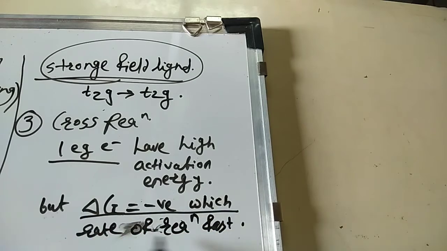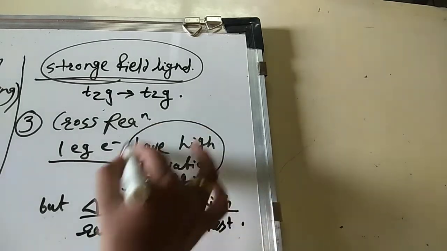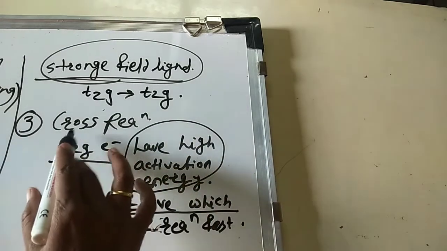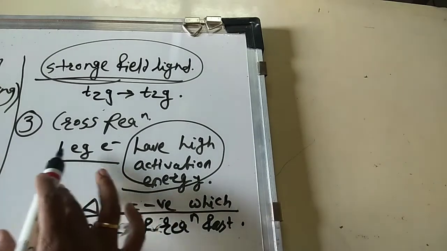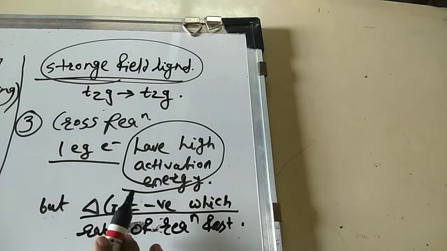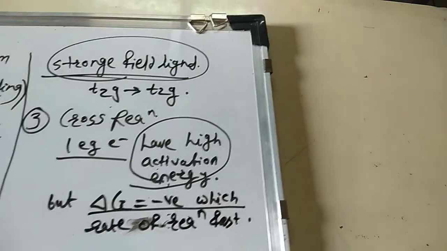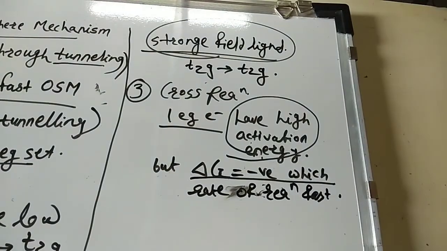If we have a negative value of change in Gibbs free energy, delta G, it will increase the rate of the cross reaction, and this happens when one electron gets transferred, and it gives high activation energy. So let us see why this is happening.